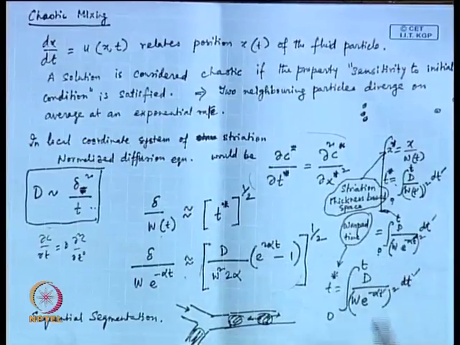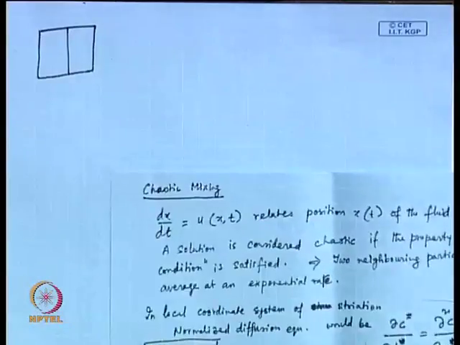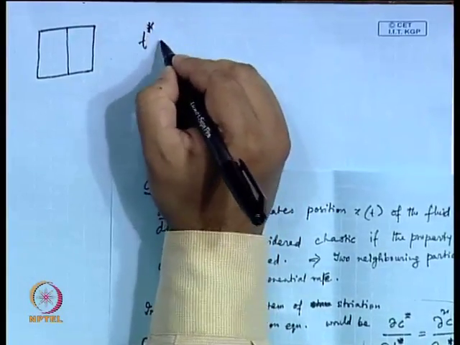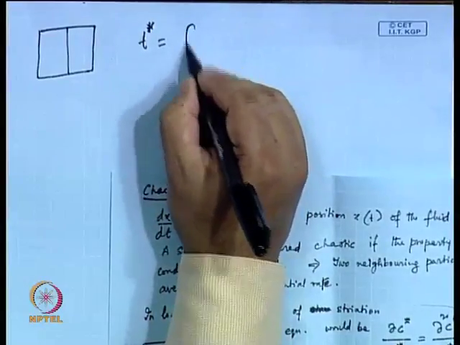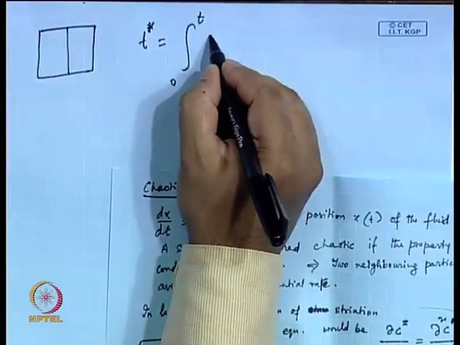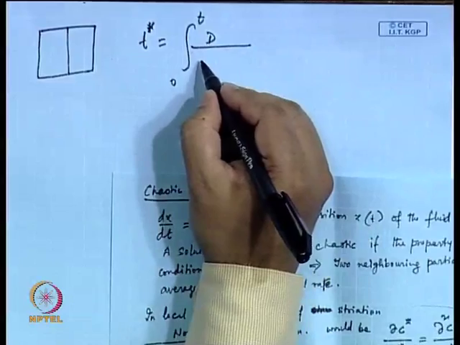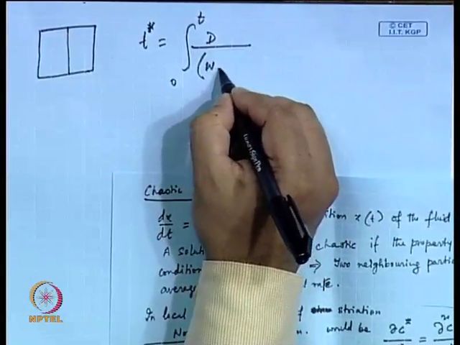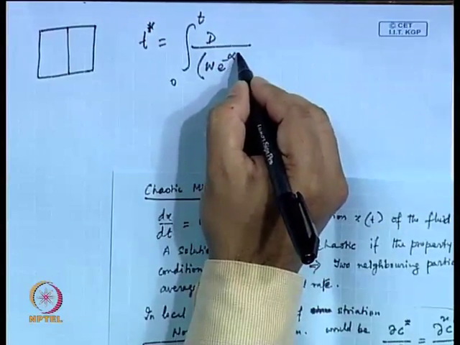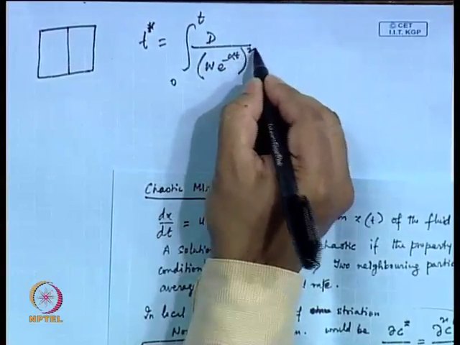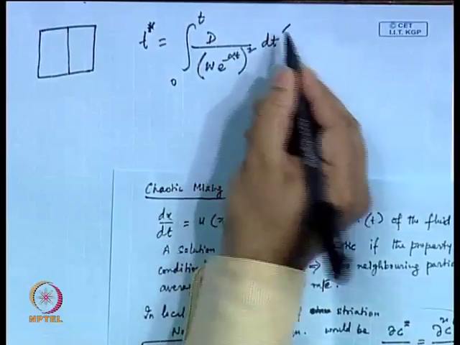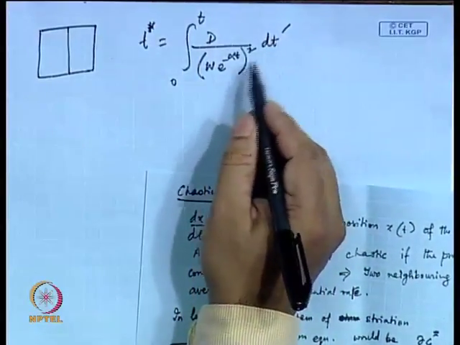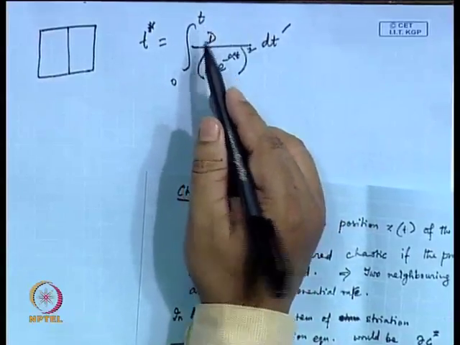If we simplify, what was our t star? If you look at the expression for t star, it is the integration from 0 to t of D divided by W(t prime) whole square. That means W(t prime) is nothing but W into e to the power minus alpha t, whole square, dt prime. So, this is what you have, and now you go ahead and integrate it between 0 to t, and see what you get.